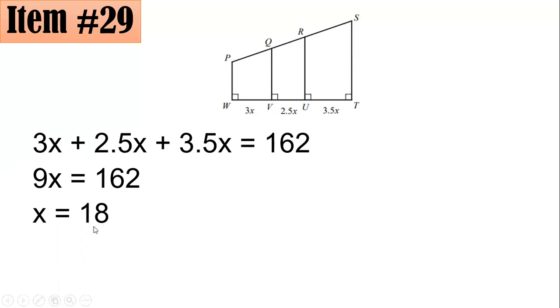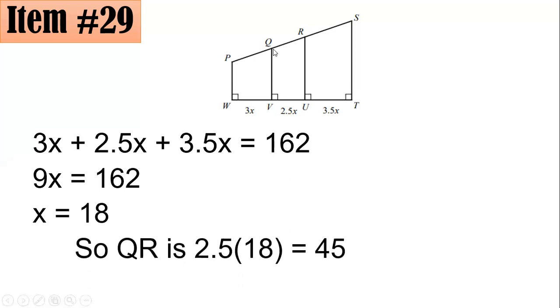And you have your 18, so what's next? QR is also 2.5x here, right? And since x is 18, 2.5 times 18 gives you 45 as the length. Letter B.